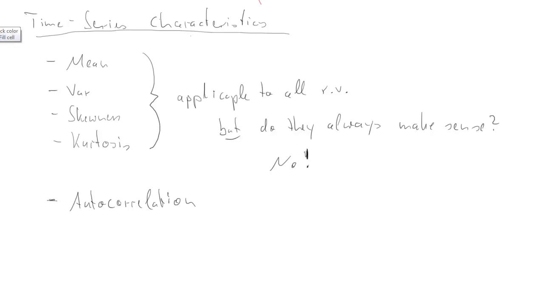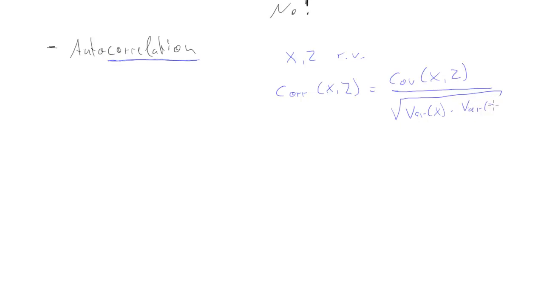Now, I'm not sure everyone of you has come across this term, I think possibly most of you, but there's one part in this word, the word correlation, which all of you will have come across. So let's assume you had two random variables, say X and Z. Now if you wanted to calculate the correlation between X and Z, how would you do that? You would calculate the covariance between X and Z, and you would divide that by the square root of the variance of X times the variance of Z.